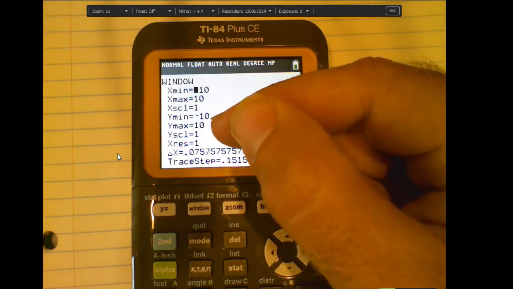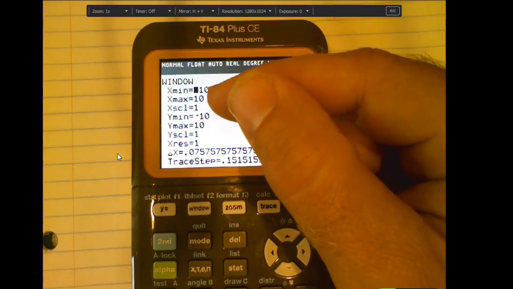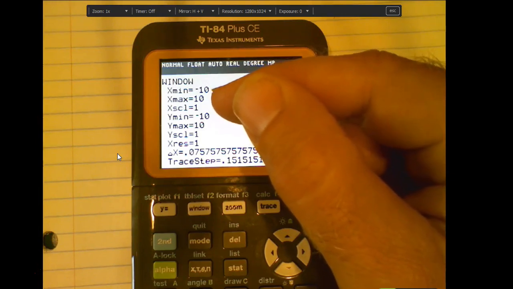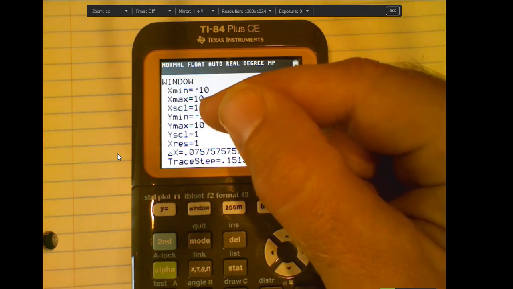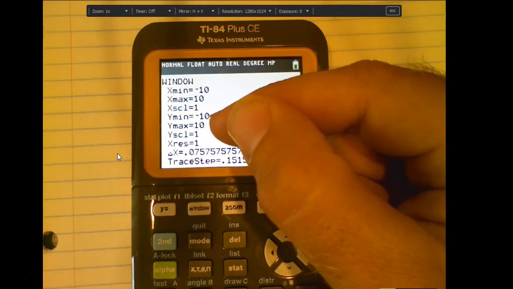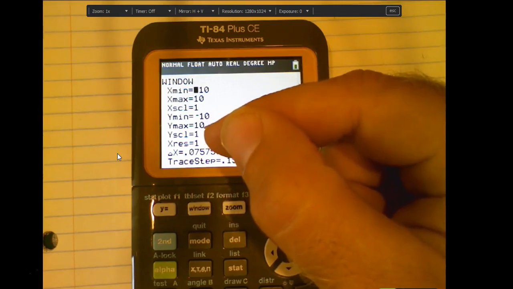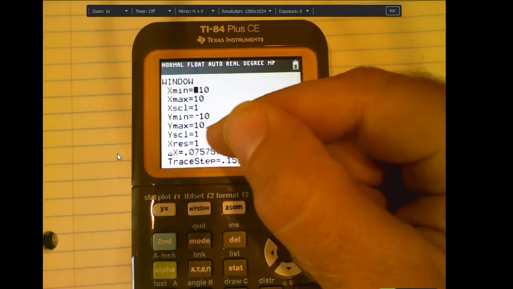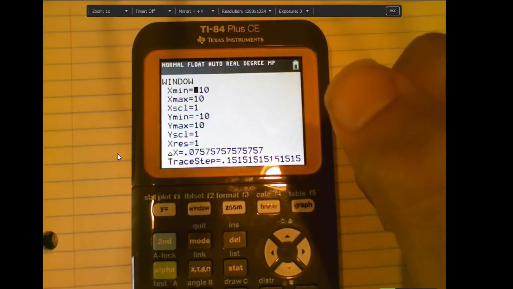And so if I need to see farther to the left, then instead of negative 10, I might do something like negative 20. And so I can see farther to the left. And if I make this one bigger, I can see farther to the right. This is farther down and farther up, the more I make those numbers bigger. So these are the numbers you would always adjust if you ever need to see more of your graph.